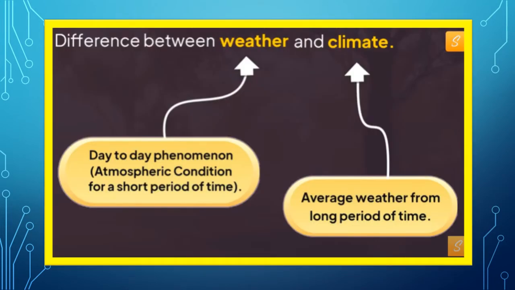So children, if you have to say the difference between weather and climate, we can say weather is the day-to-day phenomena, atmospheric condition over a short period of time, whereas climate is the average weather condition for a long period of time. How long? More than 30 years over a large area.